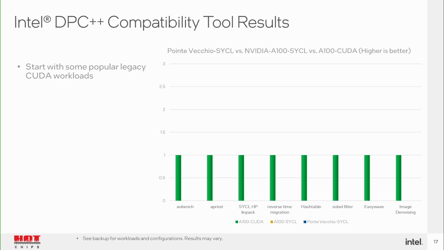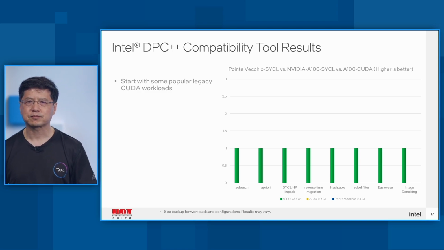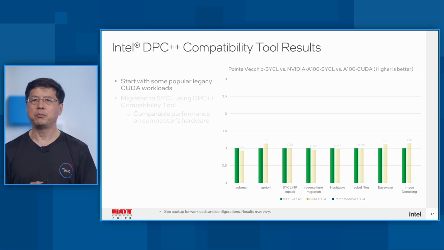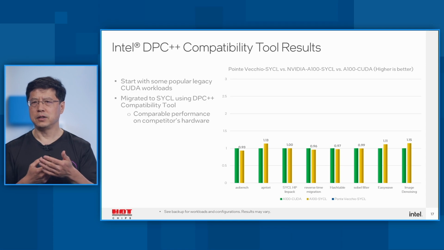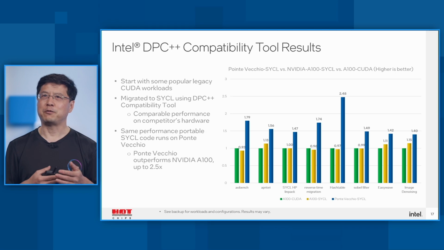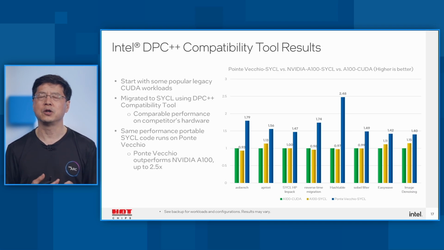On this page, we show the effectiveness of our DPC++ compatibility tool. We start with some popular legacy CUDA workloads and port them using this tool to SYCL. In this chart, you can see that running the SYCL code on the competitor's hardware, NVIDIA's A100, has similar performance to the original CUDA code. And the same code we are able to run on PVC as well. The chart shows that PVC using the same SYCL code base is able to deliver up to 2.5x performance over A100.